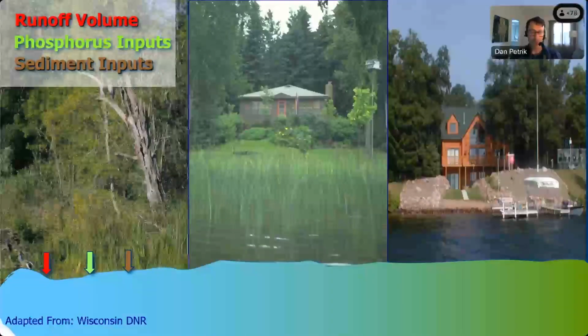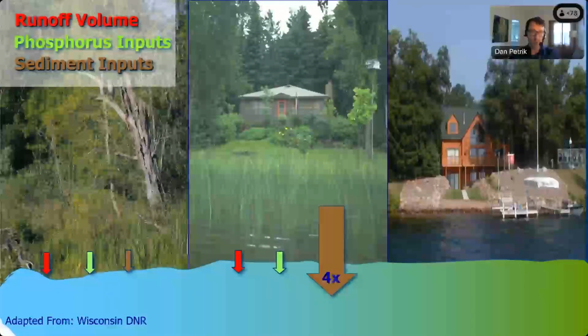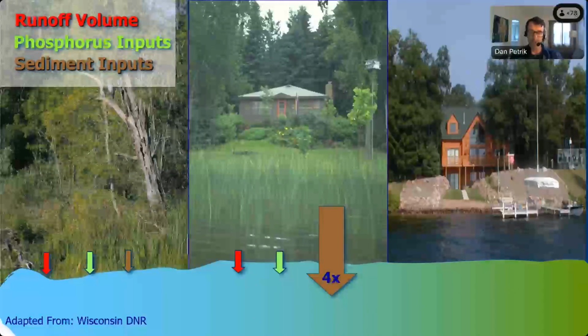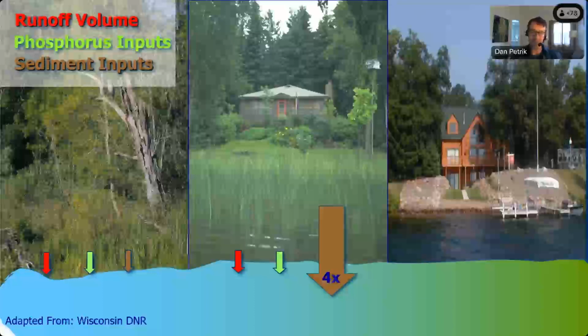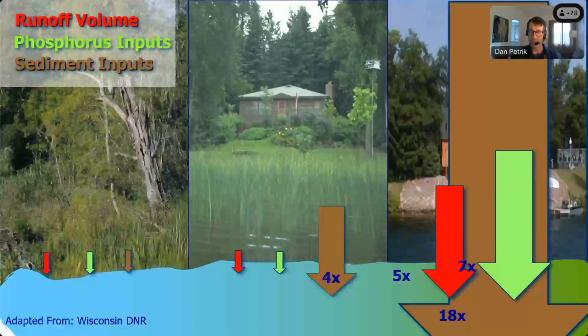So if we were to even modestly develop a piece of shoreline property, we see the runoff and the phosphorus inputs remaining fairly constant with a 4-time increase in sediments. But if we go in for a very large scale contemporary development, we see that all the inputs increase and sediment inputs increase dramatically. So maintaining a natural shore, repairing shoreline, is really important to keeping phosphorus and sediment out of our waters.